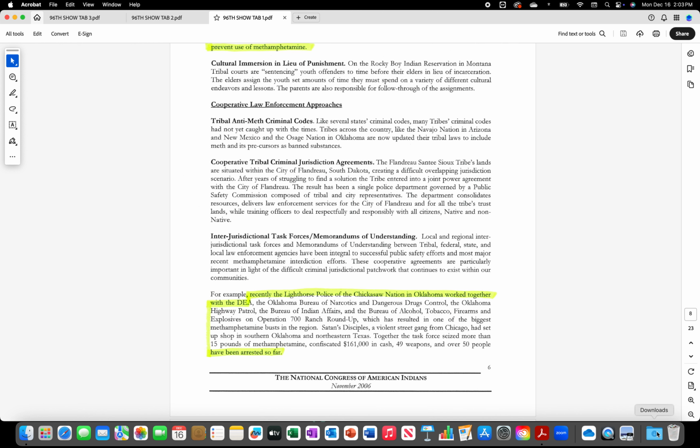Recently, the light horse police of the Chickasaw Nation in Oklahoma. Strange how everyone's in Oklahoma. Yeah, I know, the Indian Removal Act. What Indians were removed? Because during that time, my people were in Alabama, Kentucky, Georgia, and they didn't move. Not all of them, anyway. Were people moved? Or were people given an incentive to move?